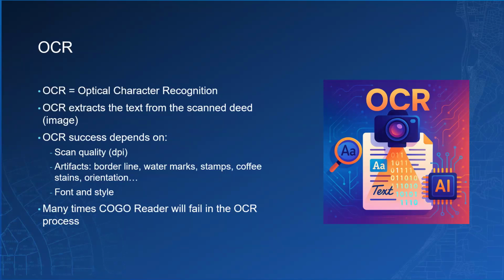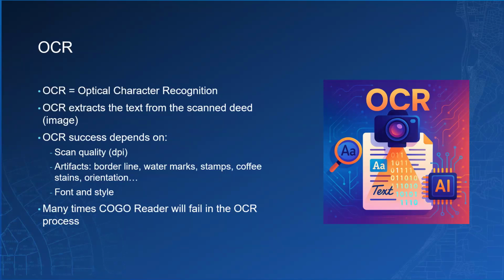There's also sometimes many artifacts in the documents that can cause OCR issues. Sometimes we see black outline like a borderline. We see watermarks. Some cause more pain than others. We see stamps. We see coffee stains. We sometimes see orientation, the document is sideways and so on. The font and the style can also influence the OCR success. So there's many factors that contribute to the OCR process.